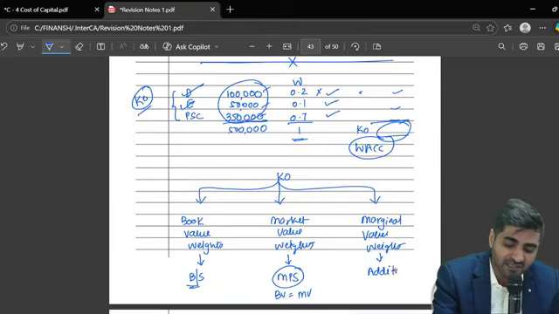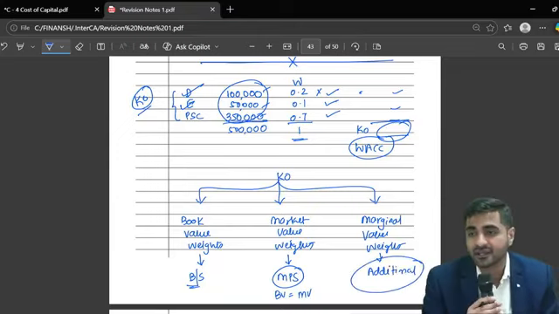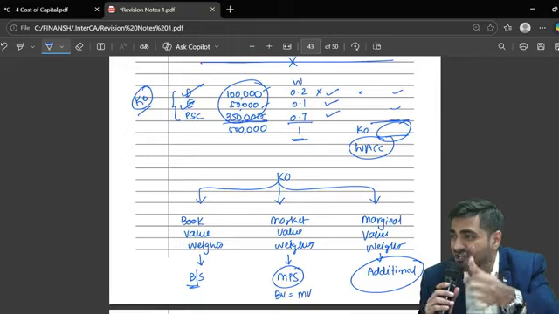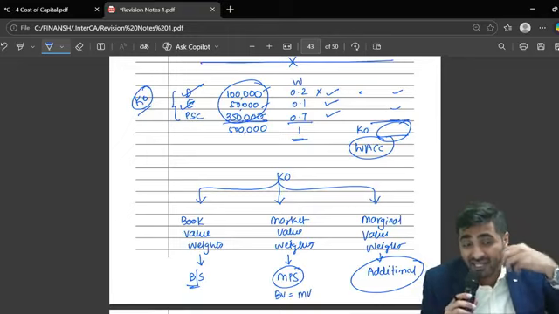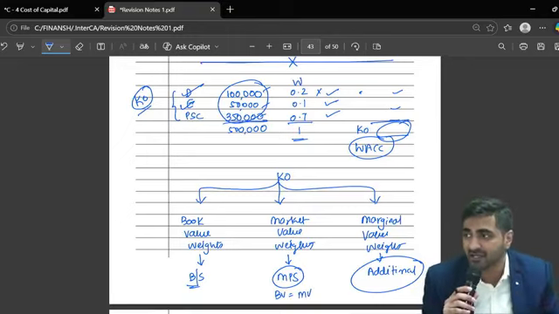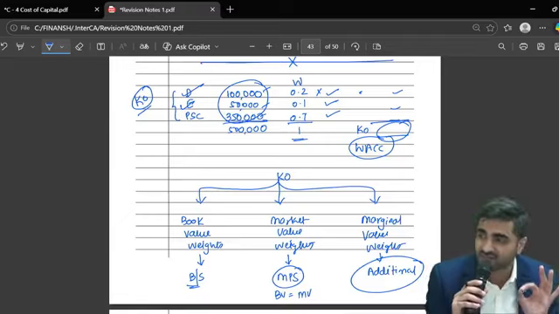This marginal value weights are known as what? Additional value weights. It means that marginal means additional, right? Margin. Okay, so how much extra funds which I am raising, what is the cost of that? That is something which is called as marginal value weights.